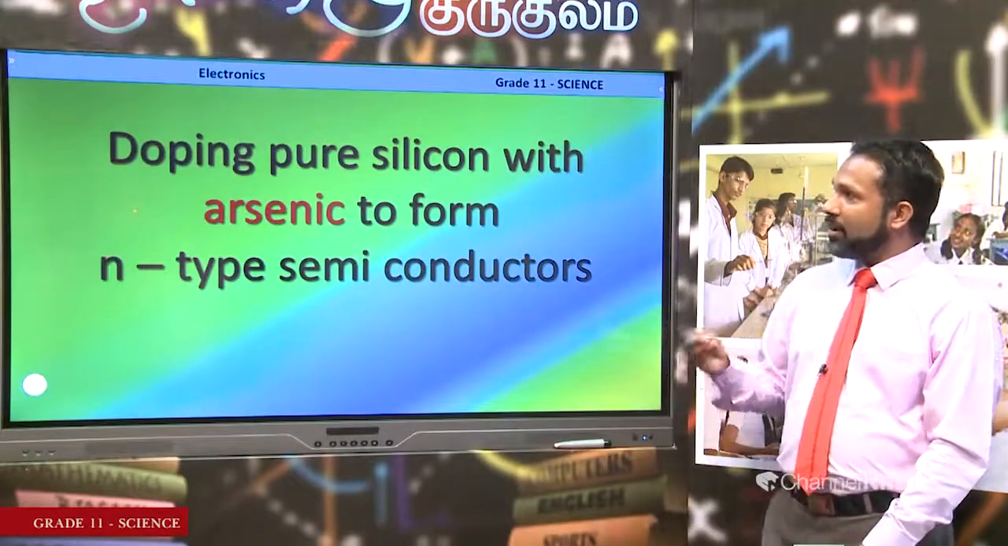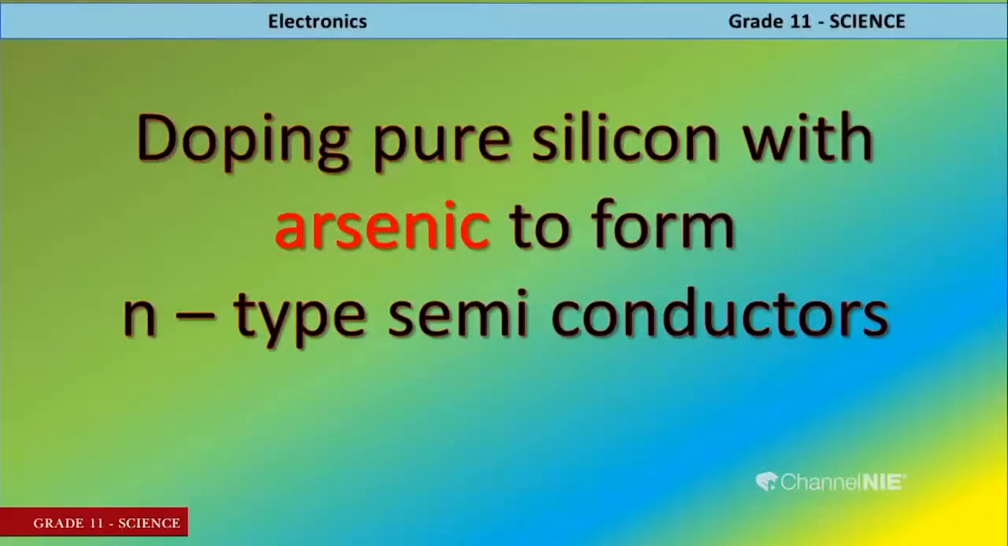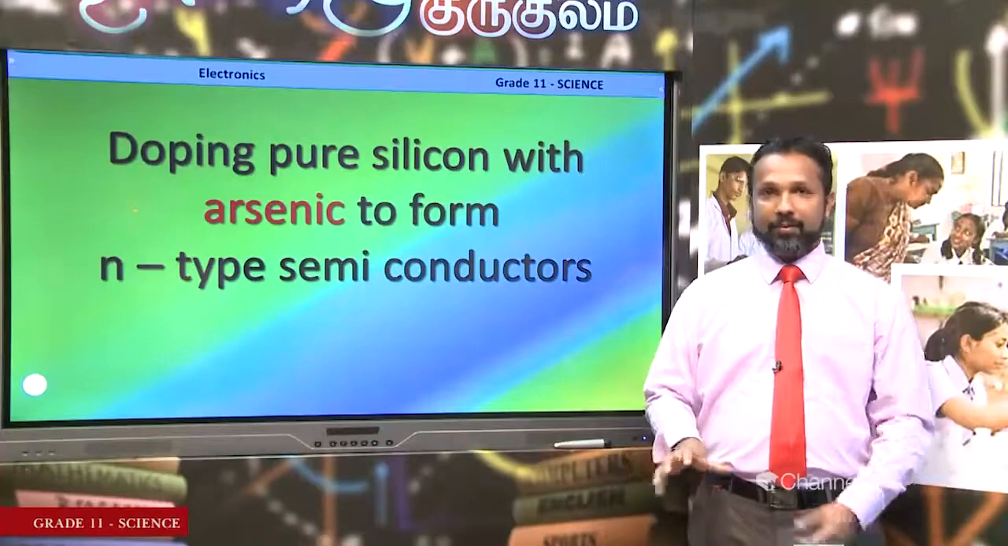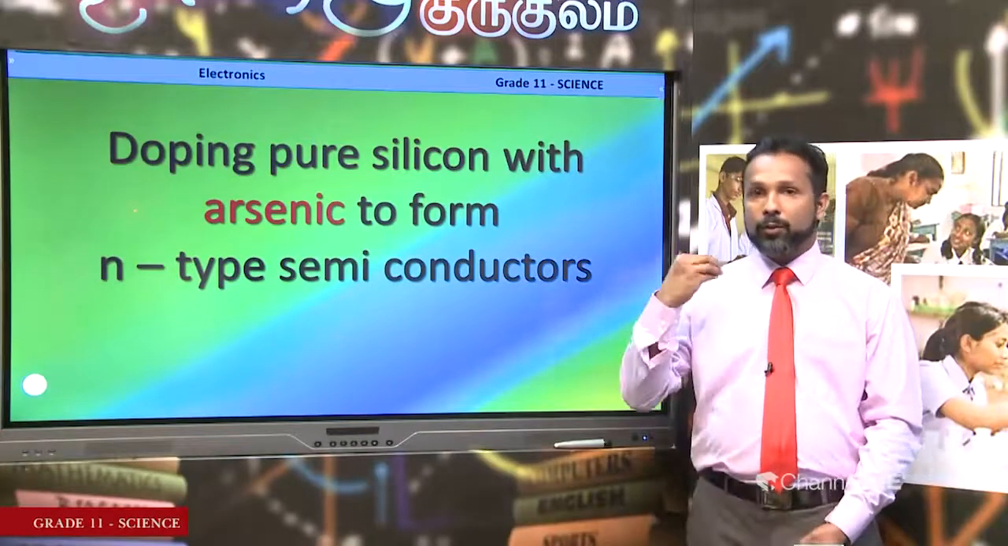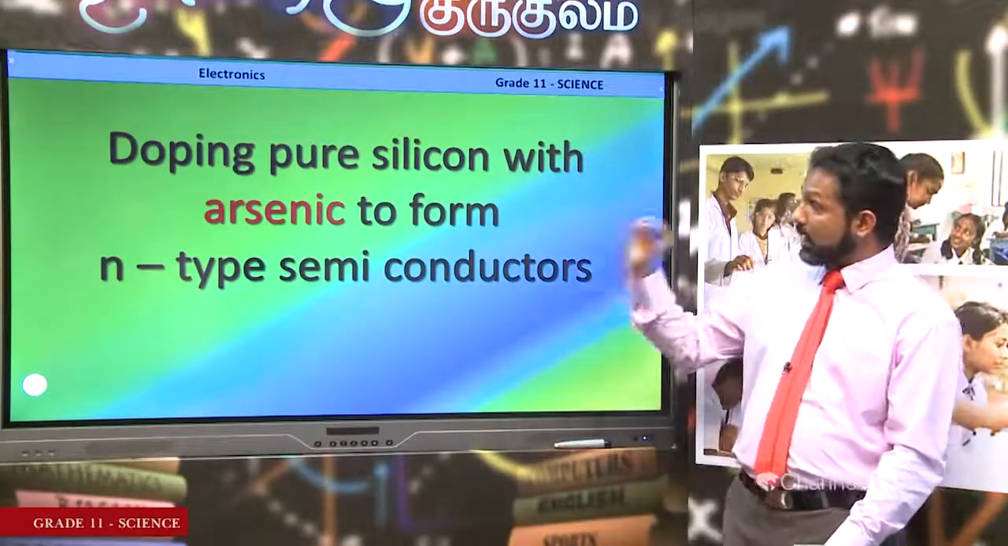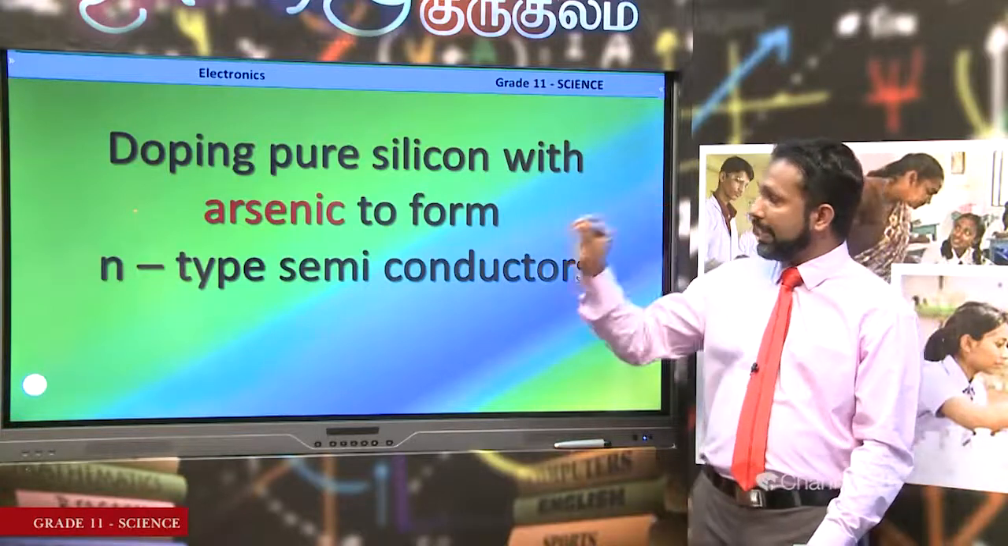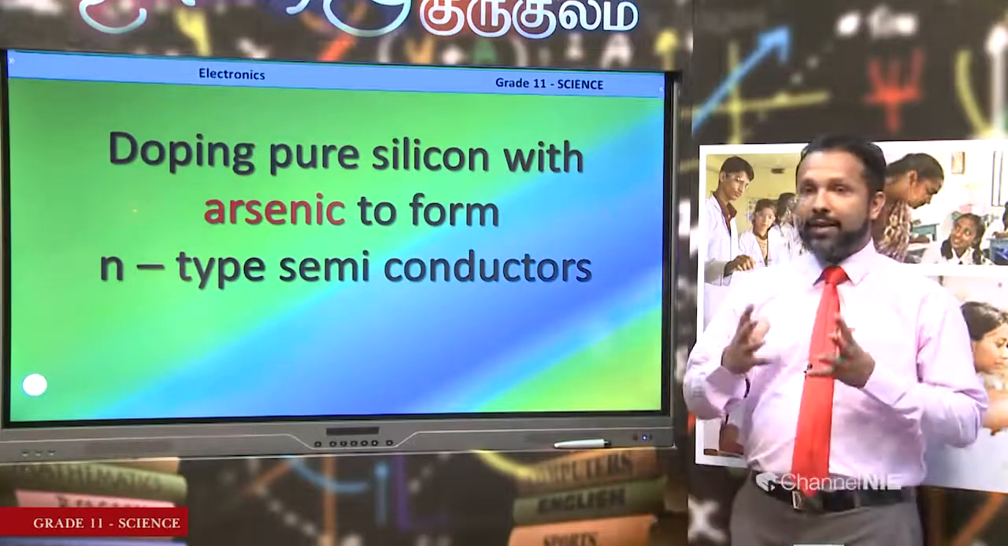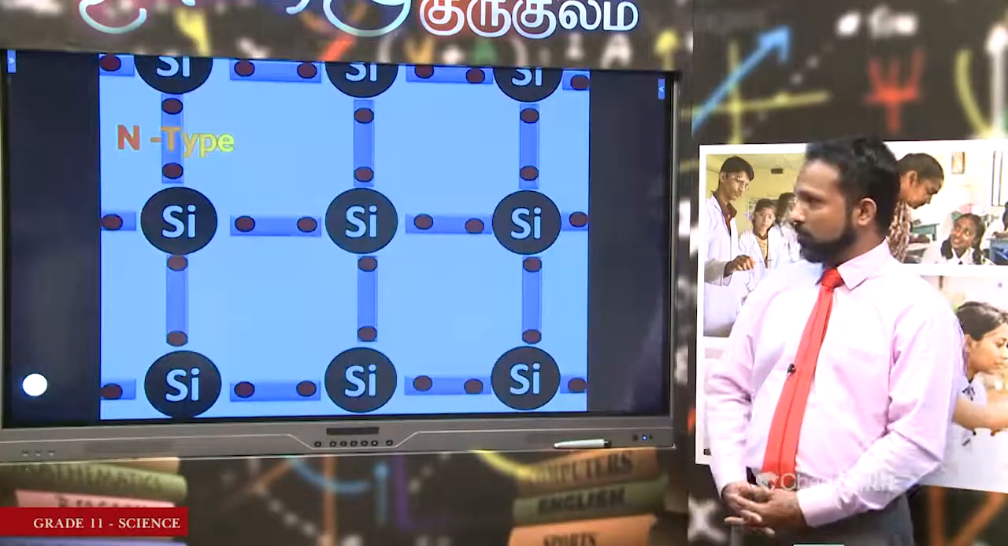Let's learn how to form n-type semiconductors. You know, n-type means negative type. N-type semiconductors can be made by doping a group 5 element with the group 4 silicon. Here we can use phosphorus or arsenic. Doping pure silicon with arsenic to form n-type semiconductors. We can watch this through this video.